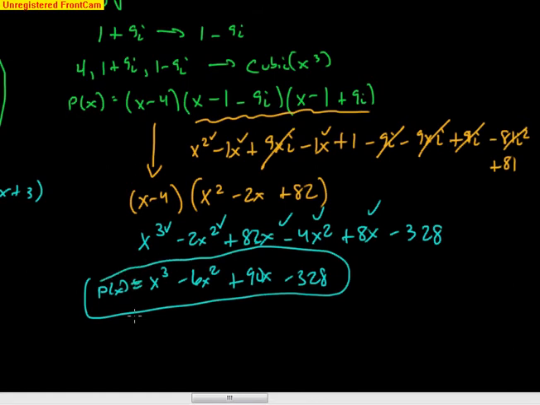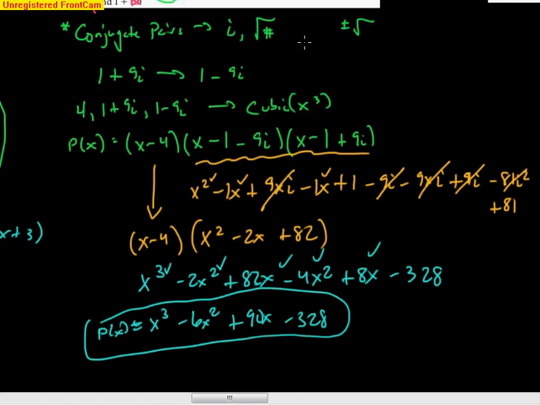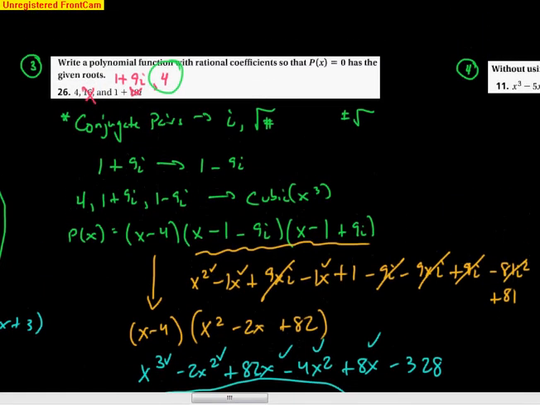Okay? So again, through all of this problem, remember the conjugate pair idea only works with i's and square roots. Okay? All right, good.